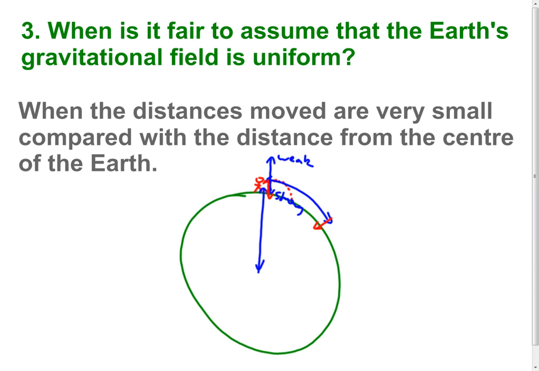So as long as the distance being moved is very small compared with the distance from the centre of the Earth, then we're not going to notice very much the non-uniformity of the field. So those are the three questions. I hope that's helped illustrate a few of the concepts involved.